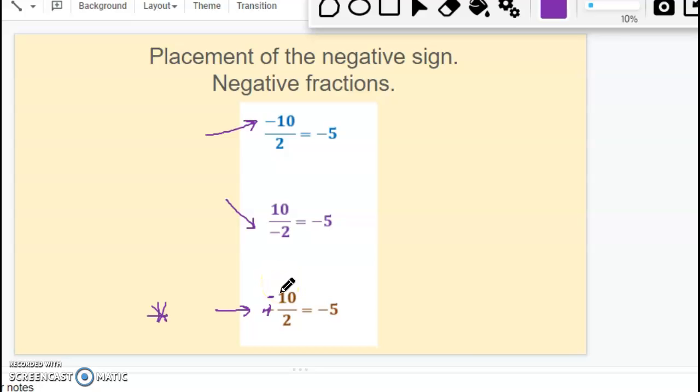So again, if you see something like this, negative 1/2, know that you could always change this to negative 1 over 2, right? Actually, you could also do 1 over negative 2. You can put that negative sign anywhere. So I just wanted to point out that it's all the same. All right, let's just jump right to examples here.